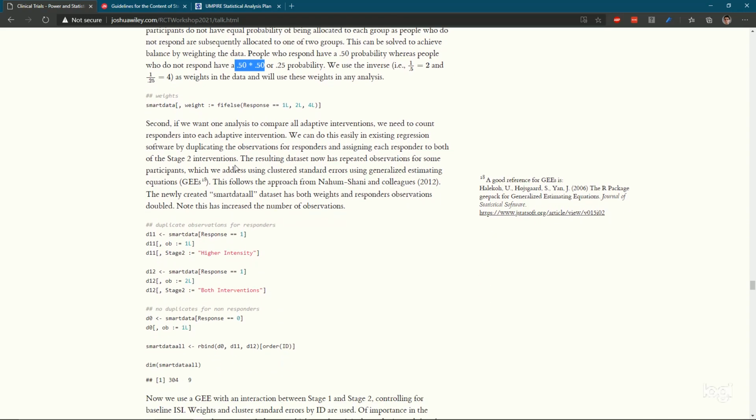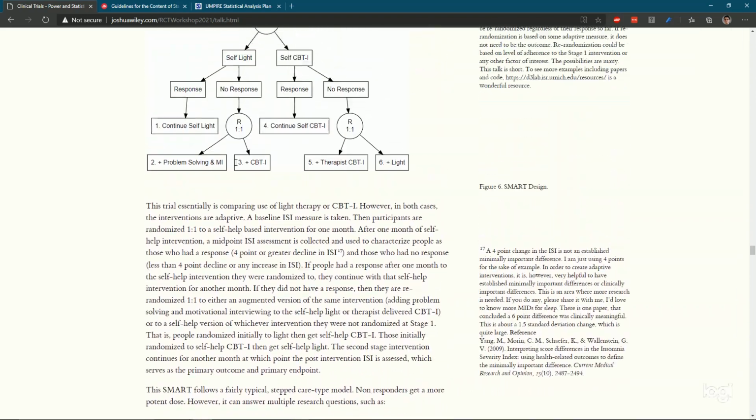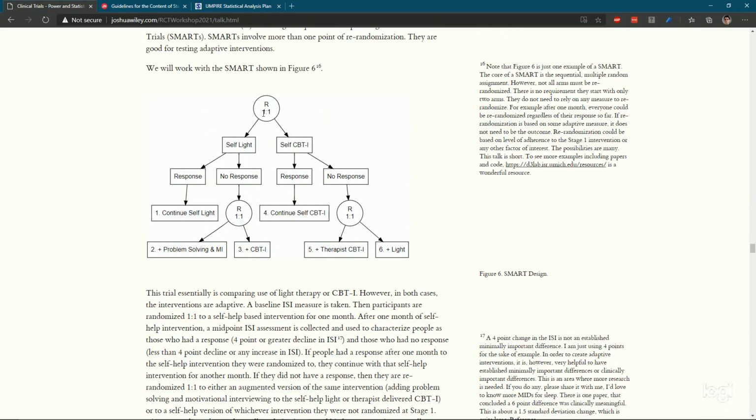The other issue is that if we want one analysis to compare all adaptive interventions, we need to count responders into each adaptive intervention. The reason for this is an adaptive intervention isn't only what happens if they don't respond. The adaptive intervention is you start off with self-help CBTI. If they respond, you continue with that. If they don't respond, you increase the dose by giving them therapist delivered CBTI. Or you start off with light. If they respond, you continue with that. If they don't respond, you add CBTI. That is the entire stepped care intervention. Right? So that whole program includes both the non-responders and the responders.